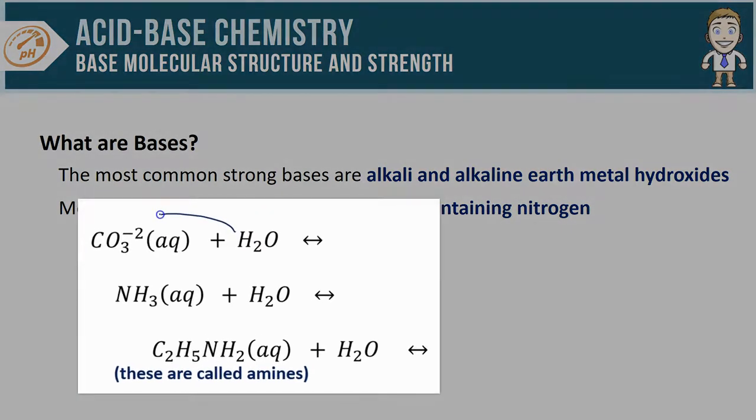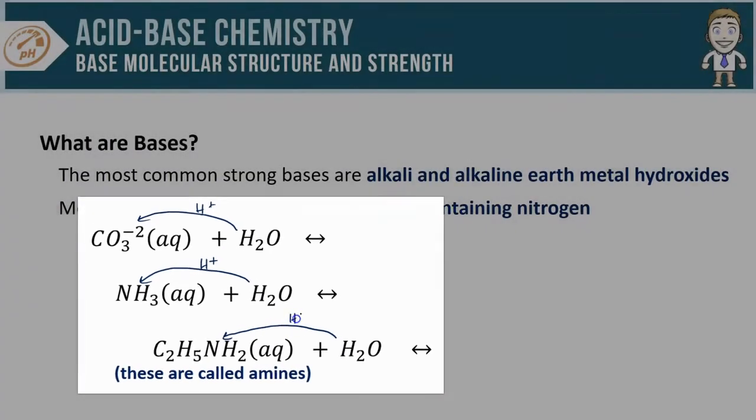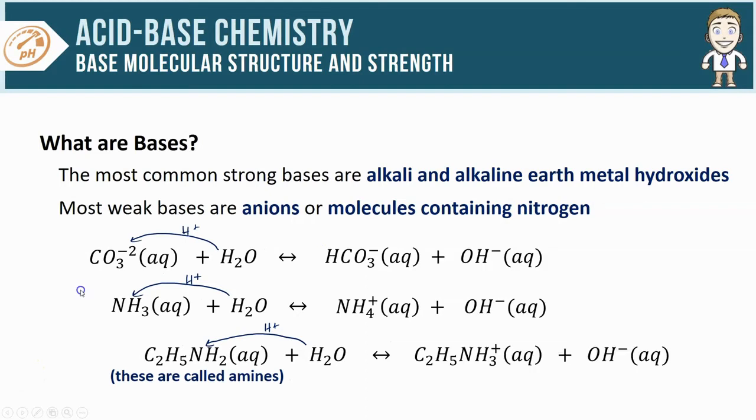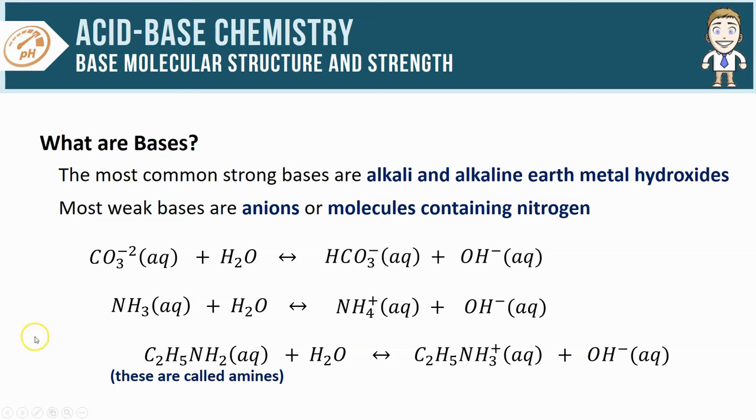So for the carbonate ion, it's going to look like this. For ammonia, the hydrogen attaches to the nitrogen, and anytime you have an amine, the hydrogen attaches to the nitrogen in the molecule. This of course gives me the products of each reaction. Notice in each example we are producing hydroxide ions that make this solution basic, as well as a different conjugate acid. These descriptions make up some of the key ideas for this video, so make sure to pause and take some time to write those down.